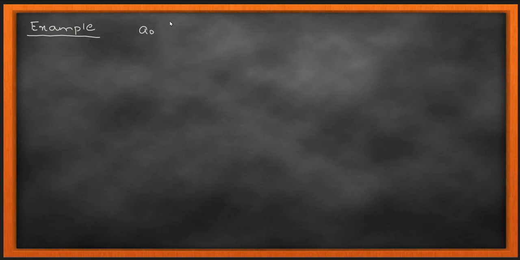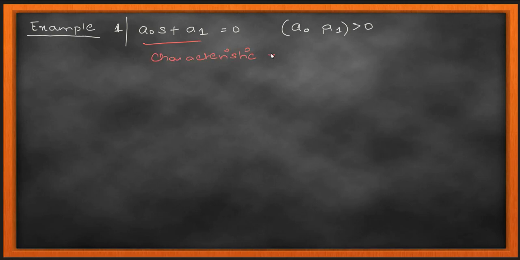Let's do one example. I am having a characteristic equation of A0 s plus A1 equal to 0. Also, when I say characteristic equation, it is 1 upon A0 s plus A1, right? If I write it as a characteristic equation, you have to understand that it is an equation of a denominator. So the characteristic equation makes sure that whatever equation comes after that is a denominator equation. It is not a numerator equation.